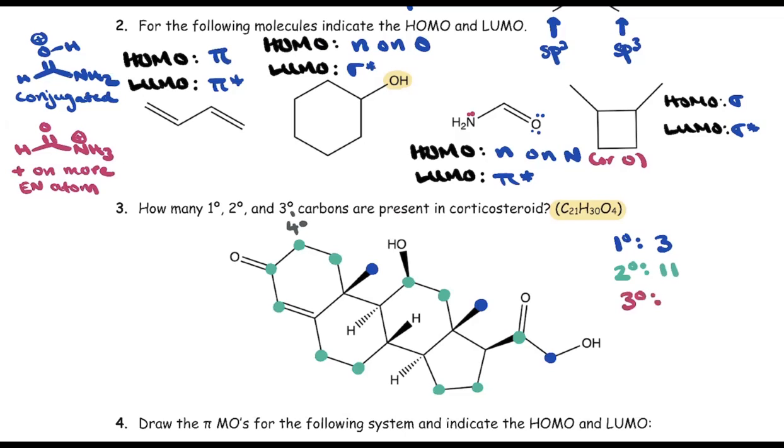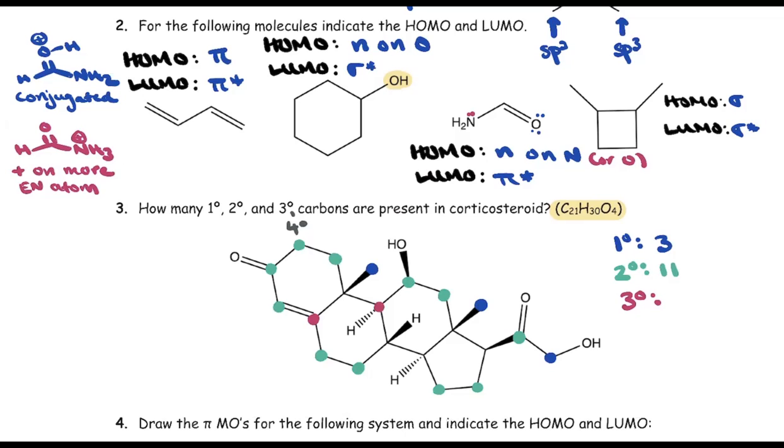Now, tertiaries, you want to see what's bound to 3 carbons. Be mindful of the ones that have hydrogen in there. Remember that tertiaries will often still have hydrogens, except for this one, because it's an sp2 hybridized one, so it's missing a hydrogen, but it's still only bound to 3 carbons.